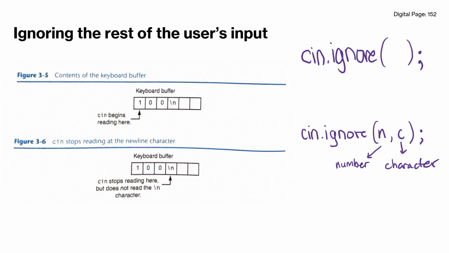I usually make it a higher number, like 99, because it's easier to type. You also have c, which represents the character you want it to stop clearing after. If you type in cin.ignore 99, new line escape sequence, then it will skip 99 characters or until it sees the new line escape sequence in the buffer.